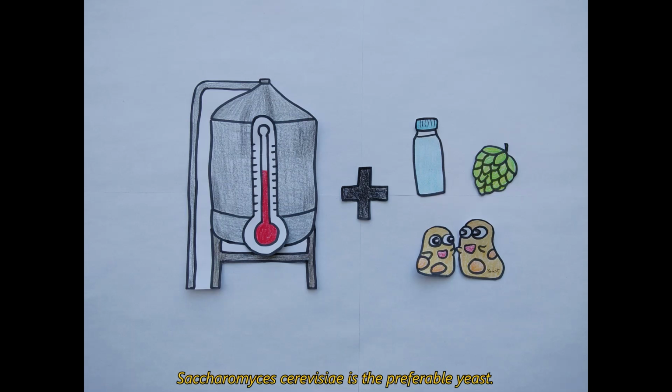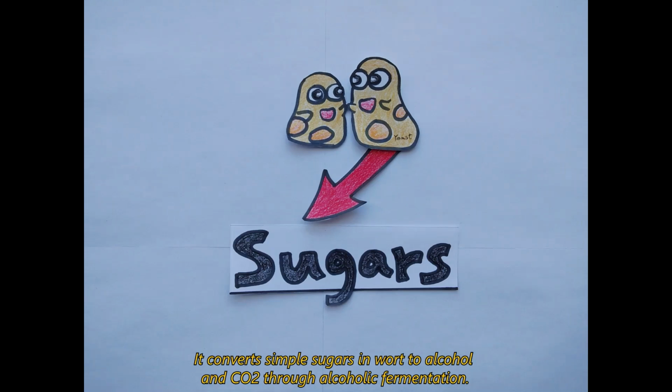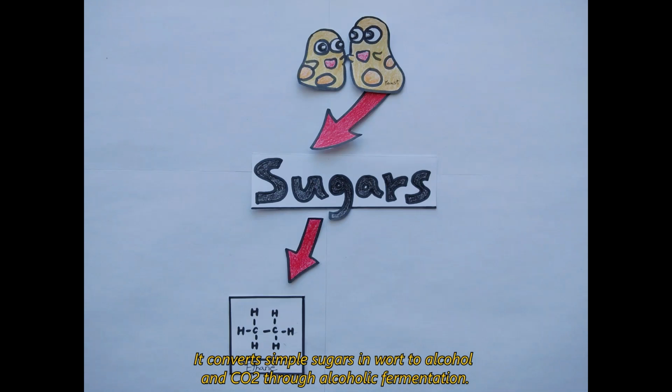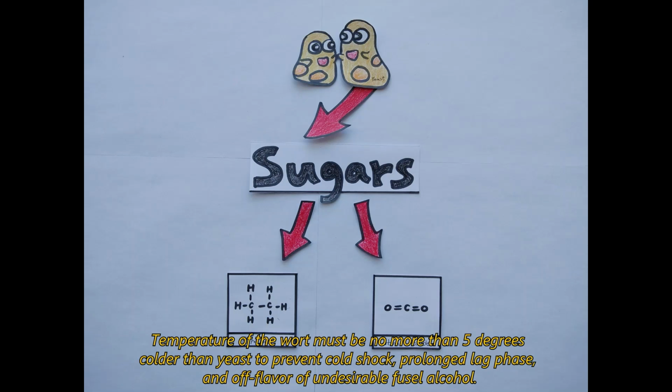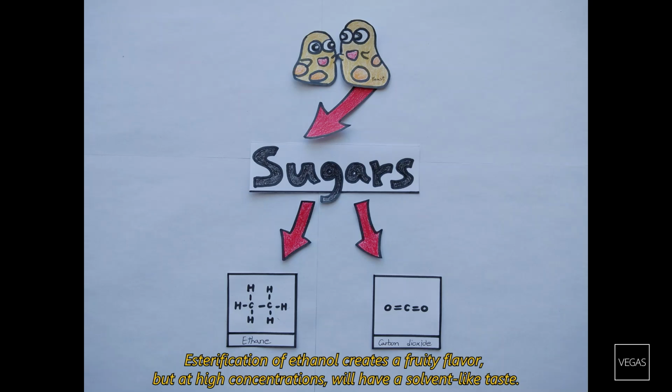Saccharomyces cerevisiae is the preferable yeast. It converts simple sugars in wort to alcohol and CO2 through alcoholic fermentation. Temperature of the wort must be no more than 5 degrees colder than yeast to prevent cold shock, which causes prolonged lag phase and an off flavor of undesirable fusel alcohol. Esterification of ethanol creates a fruity flavor, but at high concentrations will have solvent-like taste.